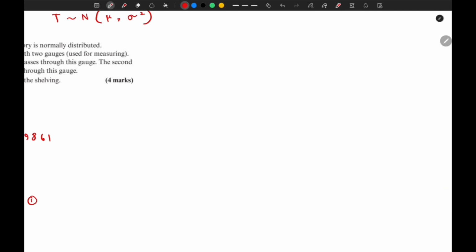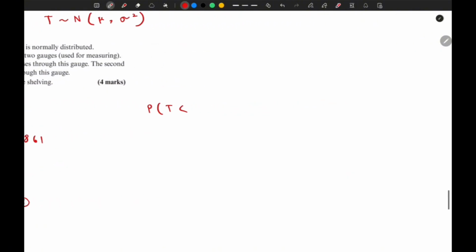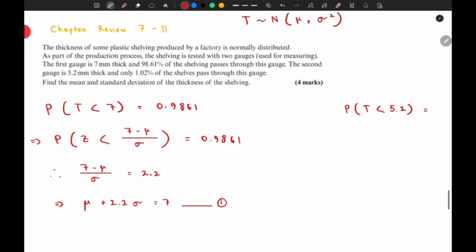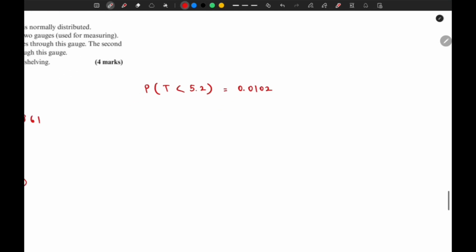So we can say that the probability for the thickness to be less than 5.2 millimeters is equal to 1.02%. Your percentage is your probability. So it's basically 0.0102. So first of all, we need to convert this value of T into Z.